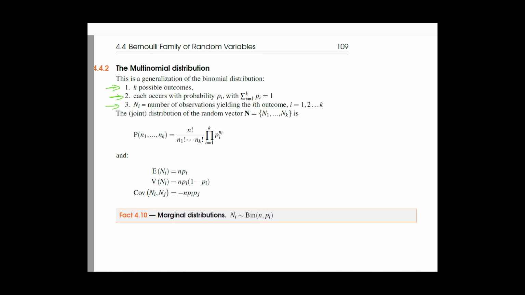So you roll this dice 10 times, and n_1 is the number of 1s, n_2 is the number of 2s, etc. So n_i is the number of each possible outcome. Then we have the joint distribution, which would be a PMF. We say distribution, but we mean PMF here. Let me expand this notation. This is the probability that n_1 equals little n_1, etc.